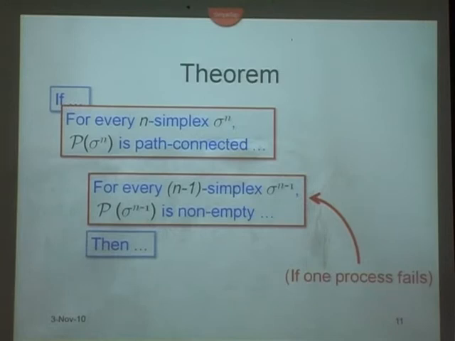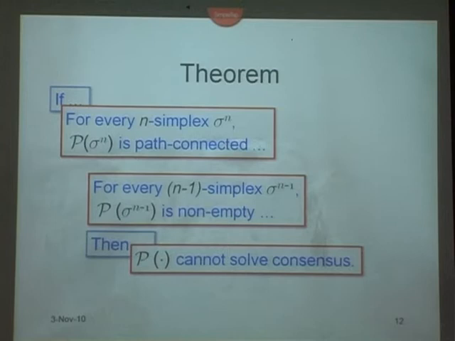So if nobody fails, then your complex is path connected. If one process fails, then your protocol will still terminate. So basically, this says in all executions that tolerate one failure, if that's true, then you can't solve consensus with that protocol. So the ability to solve consensus is connected to path connectivity.